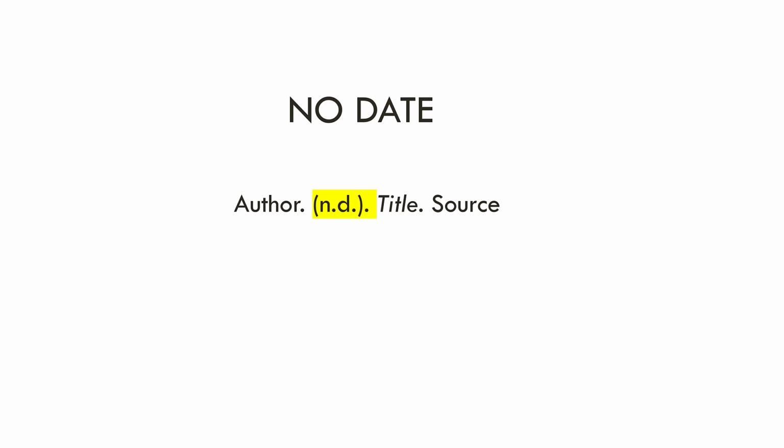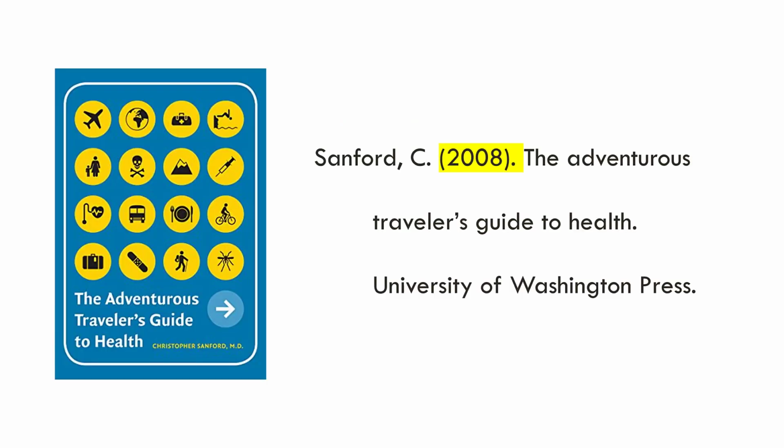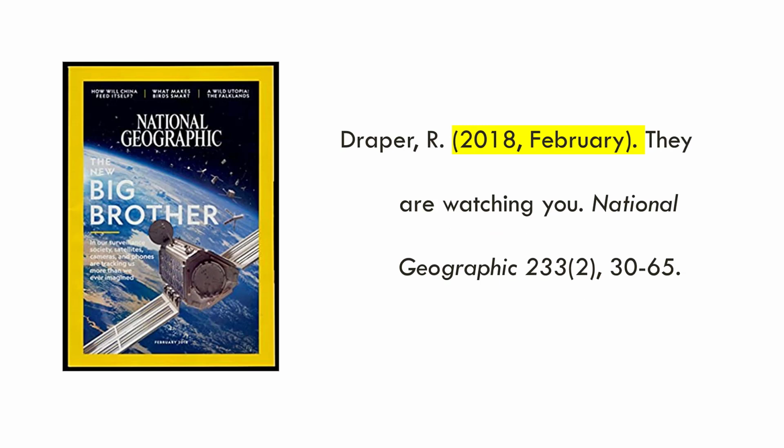But assuming there is one, what should the date look like? That depends on what information you have. We'll try to keep it simple. For a book, usually you will only have a year, 2008. Simple enough. For a journal, you might have a month, 2018, February. Notice that the year is still first, and the month is spelled out in full.